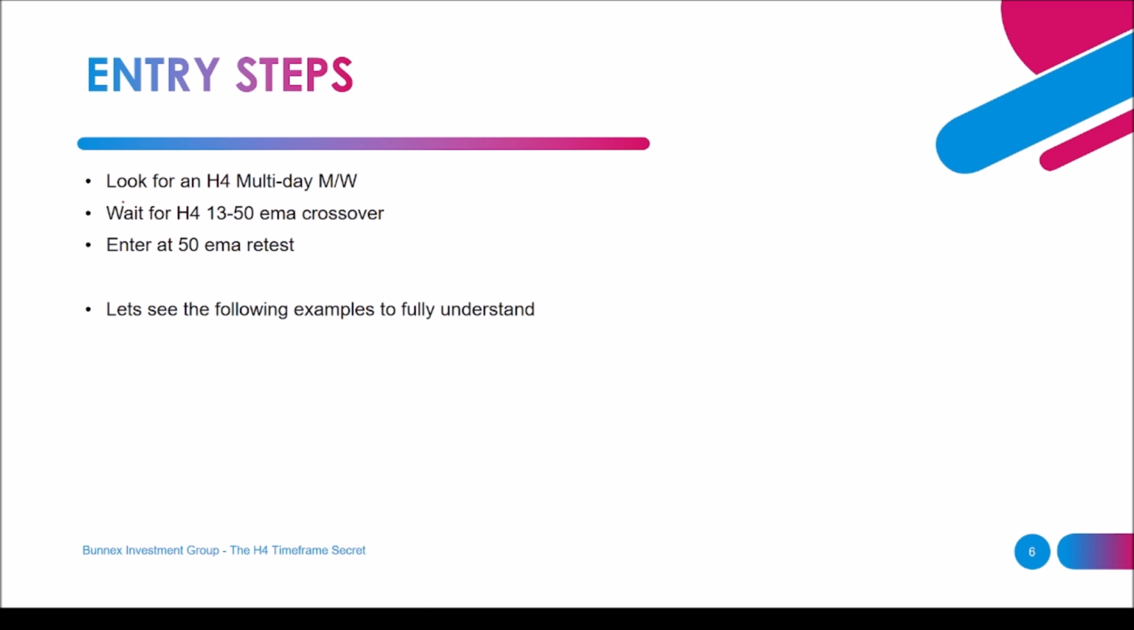The first thing is to look for an H4 multi-day M, as I've said and illustrated. Then the next thing is to see an H4 13/50 EMA crossover. After that, we now need to see a 50 EMA retest. So to fully comprehend this, let's see the following examples so that we can as well apply in our own charts.